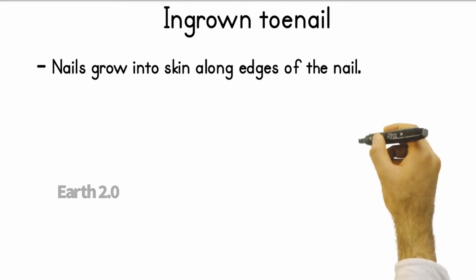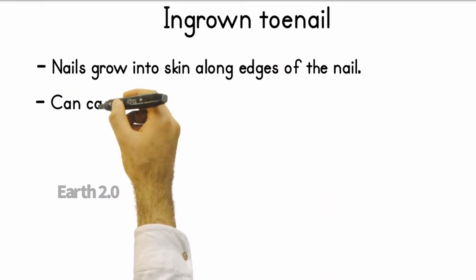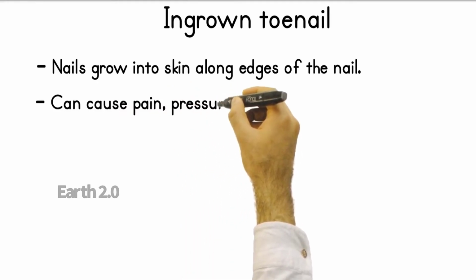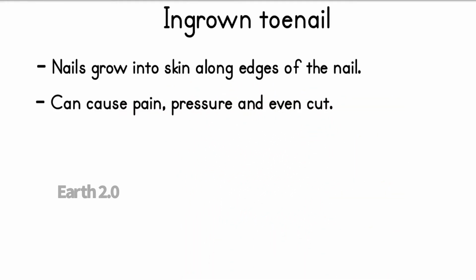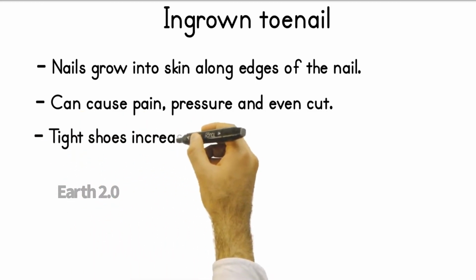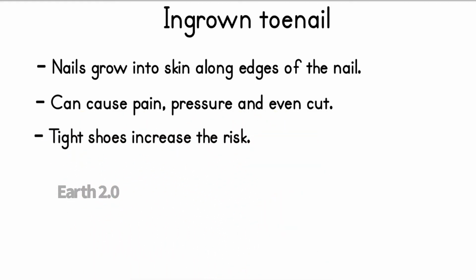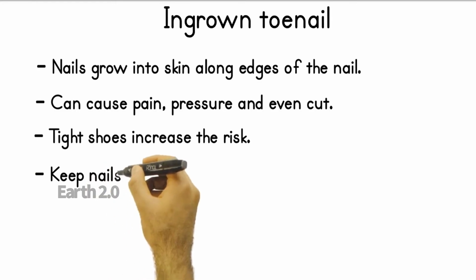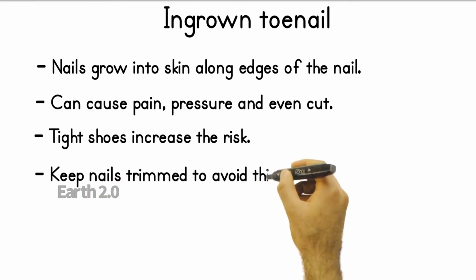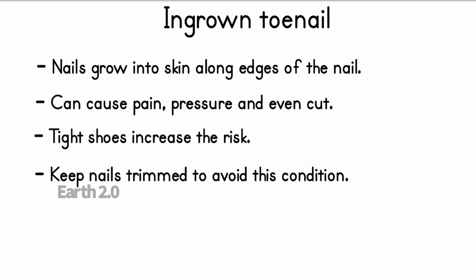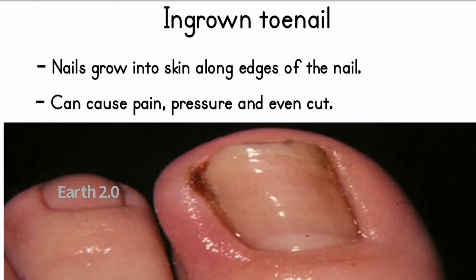Ingrown toenails derive their name from growing into the skin along the edges of the nail. An ingrown toenail may cause pain, pressure, and even cut into the skin leading to an infection. Wearing tight or ill-fitting shoes increases the risk of ingrown toenails. High-impact activities such as running and aerobics may contribute to the problem. Walking, toe crowding, and inadequately trimmed toenails may also cause ingrown toenails. The best way to prevent ingrown toenails is to keep the nails trimmed.